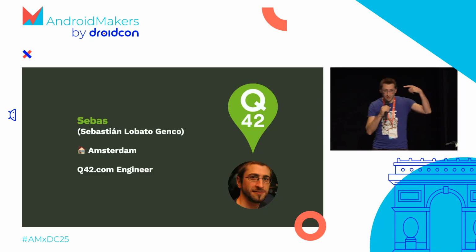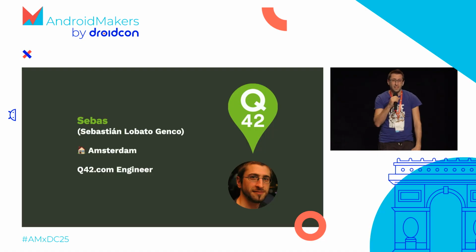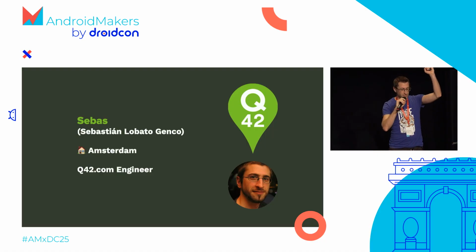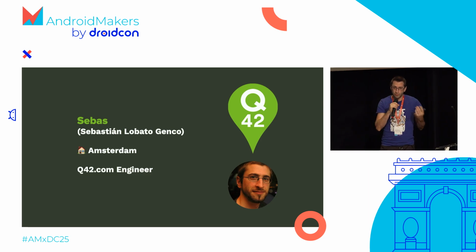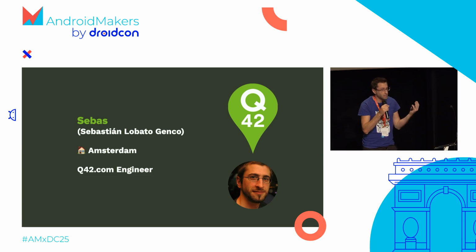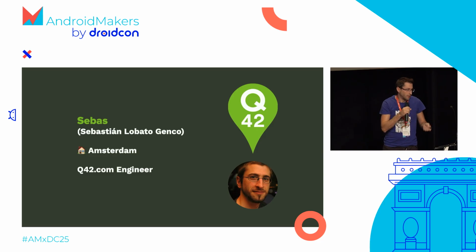Let's start with introductions. My name is Sebas. I come from the south. I'm Spanish, but I live in the north, in Amsterdam, in the Netherlands. And I work for this company called Q42, where we make apps, websites, AI, digital products in general, and we work for other clients building applications.